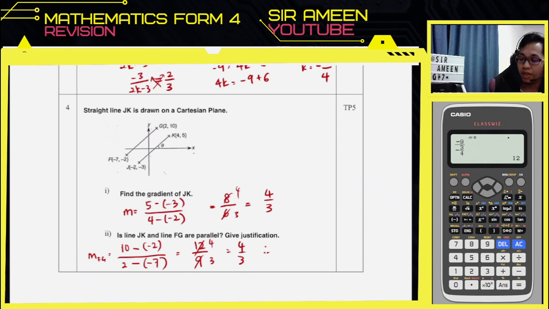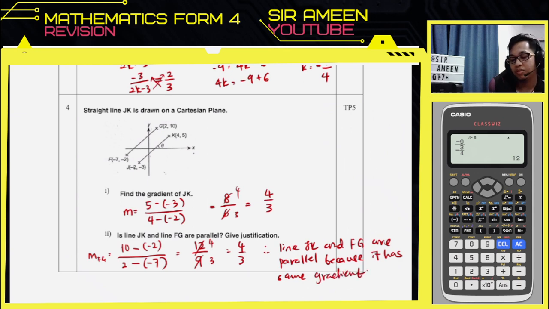So line JK and FG are parallel because they have the same gradient. The gradient is equal, so the two lines are parallel.